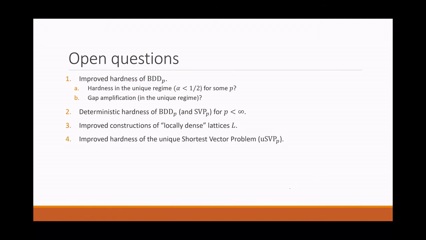So the final problem is to show improved hardness of the unique shortest vector problem, USVP. This is a problem that's closely related to the BDD problem, but about which not much is known in terms of complexity.